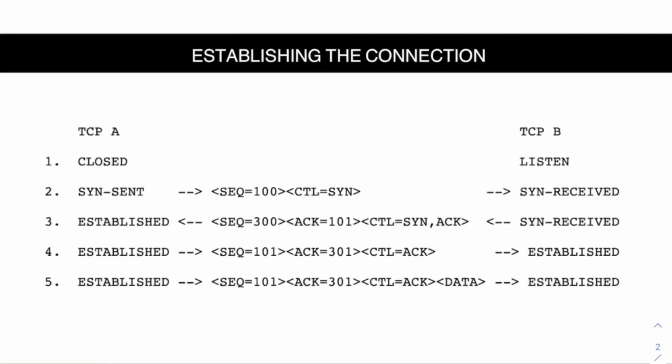In my last video, I discussed establishing the connection between client and server using the three-way handshake. So these are the steps involved in the three-way handshake. You have the client, TCP-A, which is basically your client here. And then TCP-B, which is your server.